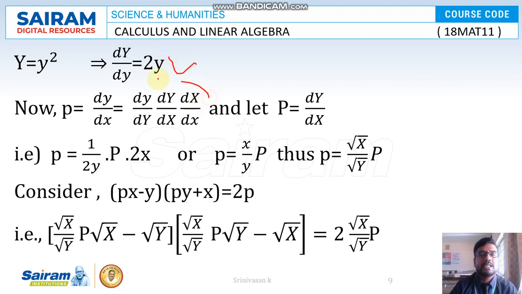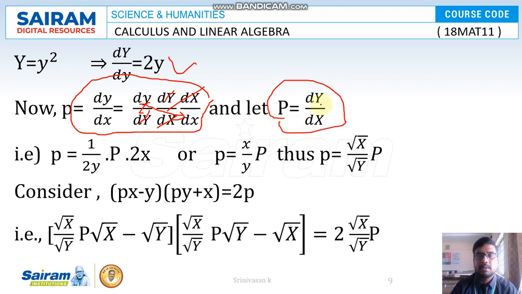Now applying the chain rule, dy by dx equal to dy by dY, dY by dX, dX by dx. For a simple way, the dy and dy cancel and the dx and dx cancel, and we get dy by dx. So small p equal to dy by dx, and capital P equal to dY by dX. Then p equal to, substituting all values, 1 divided by 2y into capital P into 2x, so p equal to x by y into capital P.